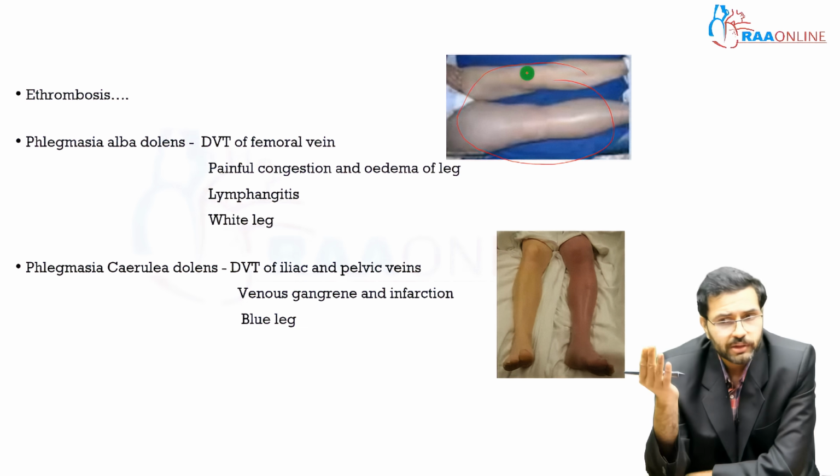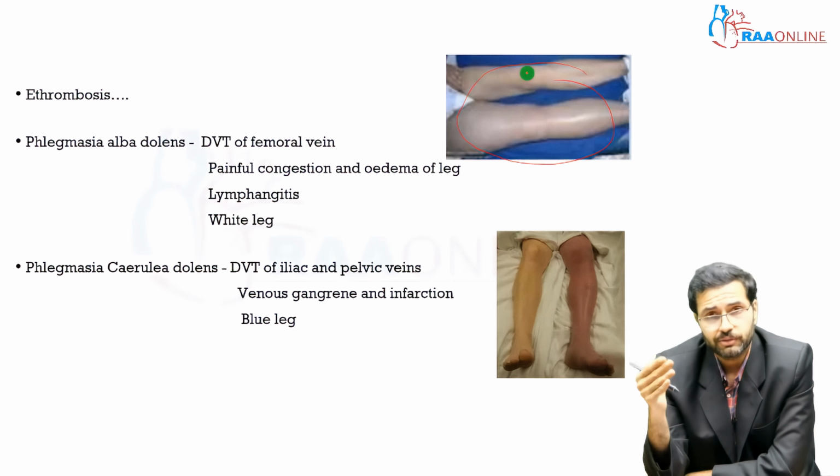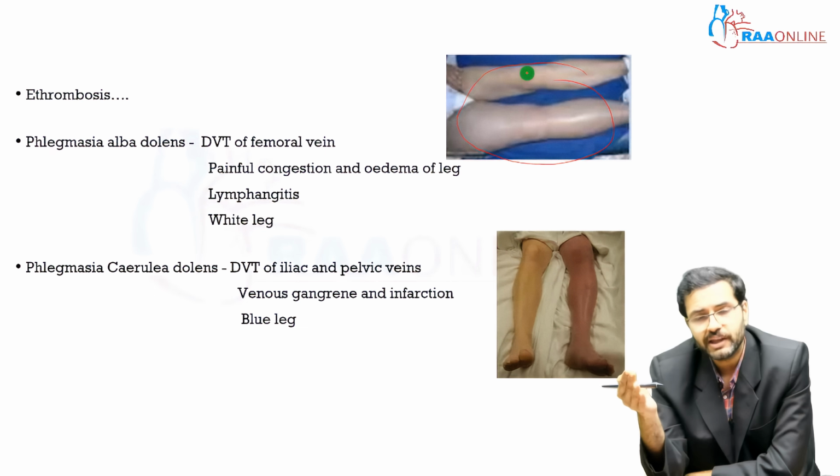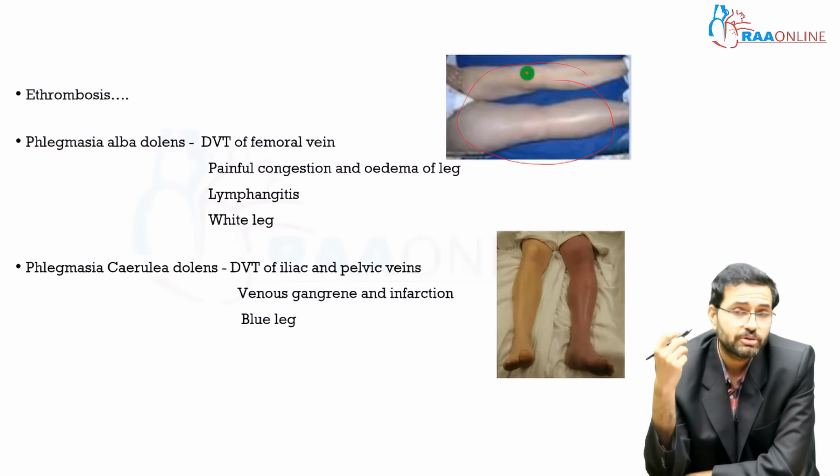Phlegmasia caerulea dolens: caerulea is colored, so it's red, but here you find that it is bluish, so it's also called blue leg.